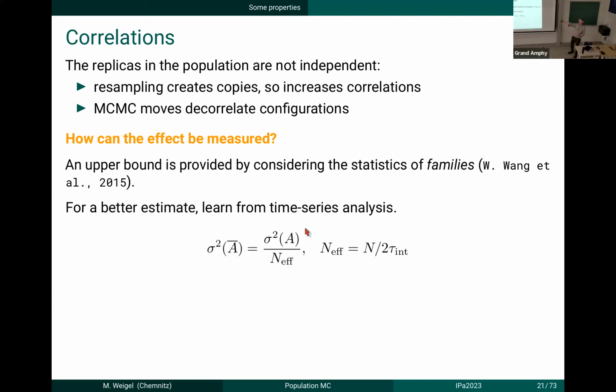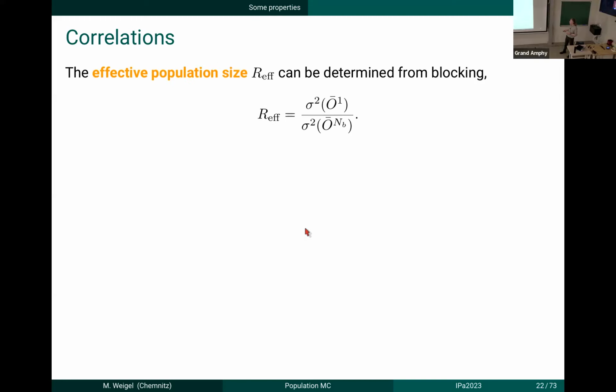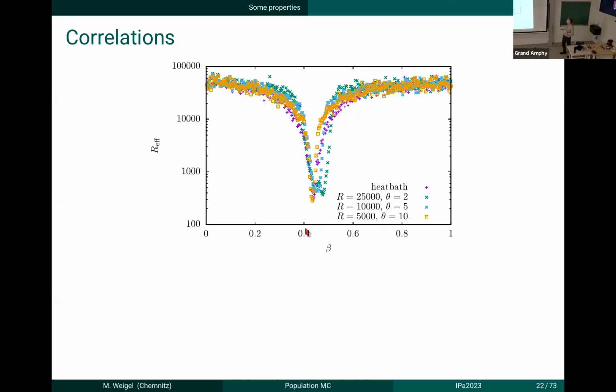Of course, it's not a time-wise correlation that occurs, but it's now a correlation between neighboring members of the population, right? I mean, if you're neighboring, then you're more likely to be in the same family, and so you're more likely to be highly correlated to each other than if you are a large distance away from each other. And so we can use this and then do some kind of blocking analysis. This is completely analogous to what people do in Markov chain Monte Carlo simulations, just now not with respect to time, but with respect to the replica index axis, if you want to call it. And yeah, I don't want to go into those details, but this is the effective population size, again, for the same problem.